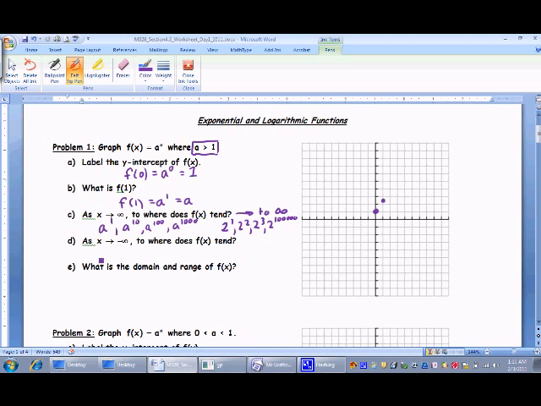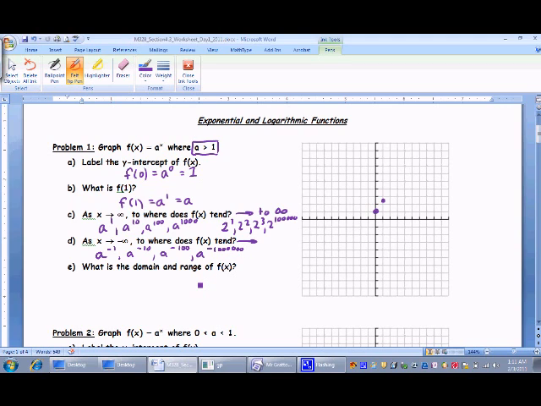As x tends to negative infinity, where does f of x tend? We could try to figure that one out as well. This time a to the negative first, maybe a to the negative 10th, a to the negative 100th, even a to the negative 1 millionth.